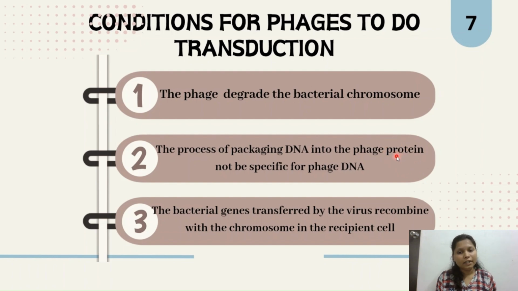Third, the bacterial genes transferred by the virus should recombine with the chromosome in the recipient cell. When the bacteriophage infects a new organism, it introduces the bacterial DNA into it, and the bacterial DNA introduced by the phage and the bacterial DNA present in the bacteria should recombine with each other to form a new recombined recipient cell.